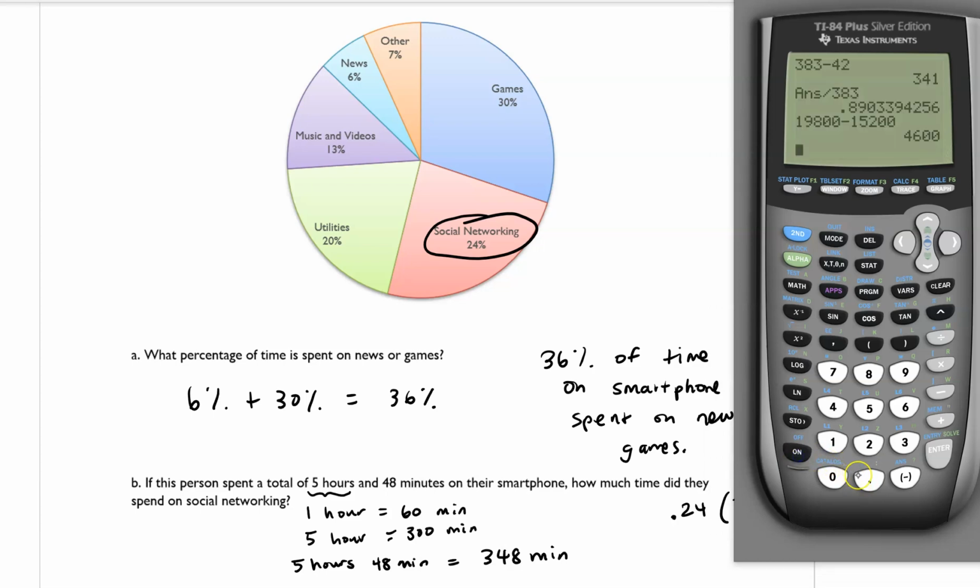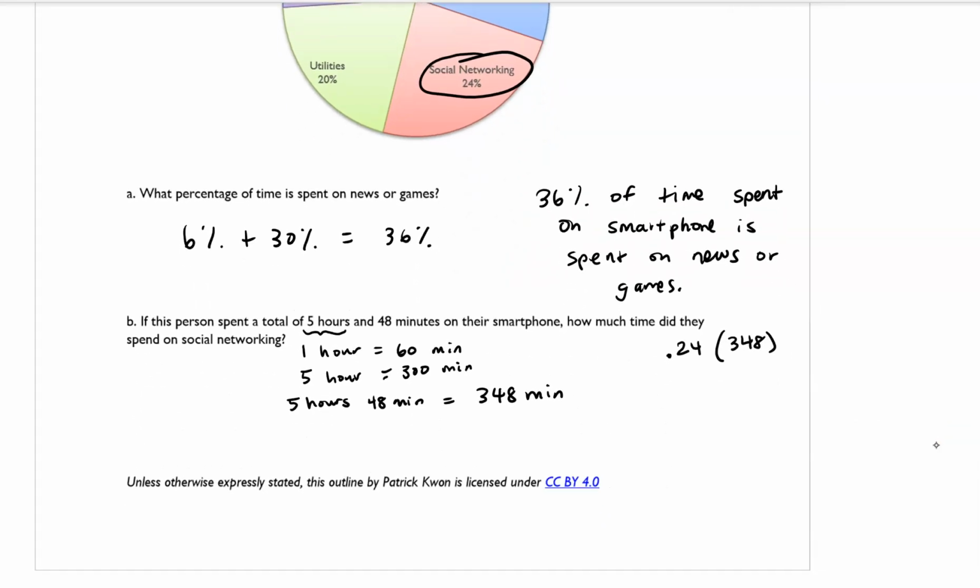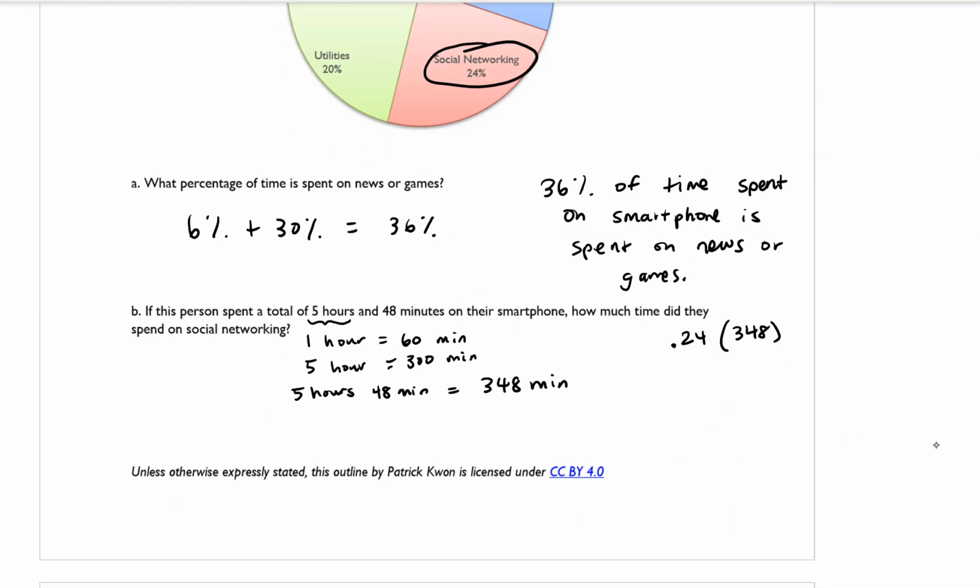So 0.24 times 348 is 83. I'm going to go ahead and round that to 84 minutes. So they spend about 84 minutes, or 1 hour and 24 minutes, on social networking.